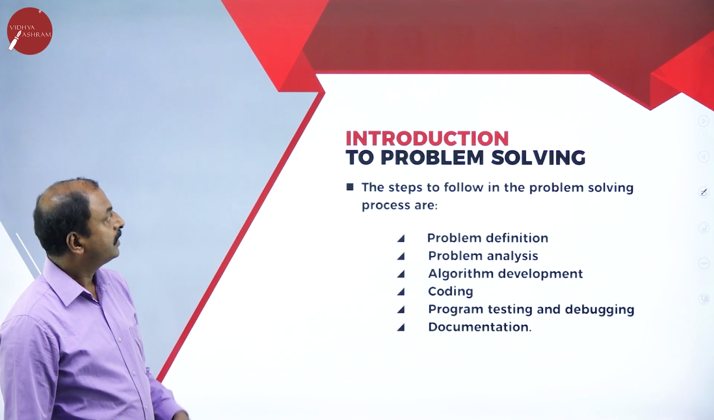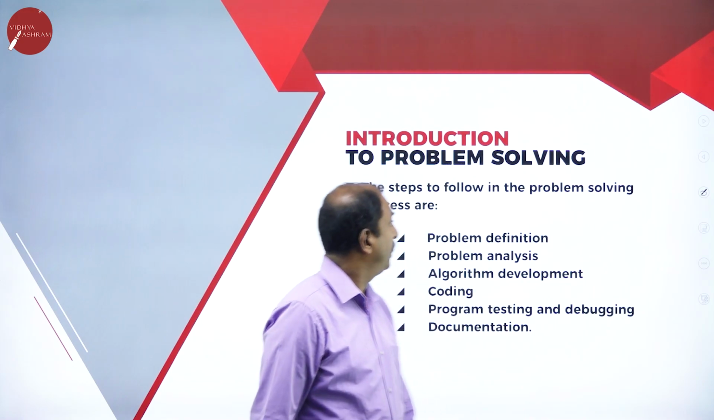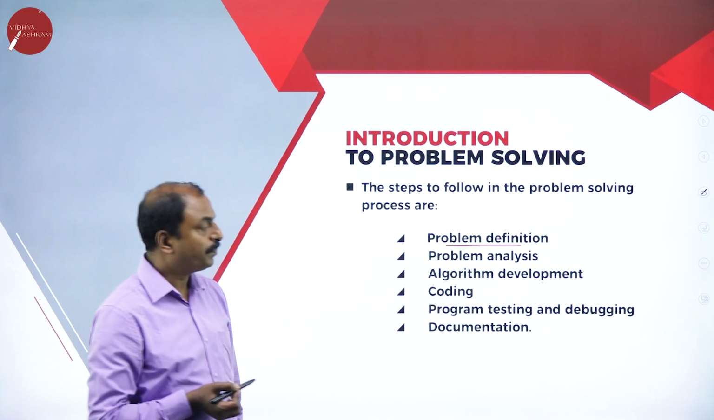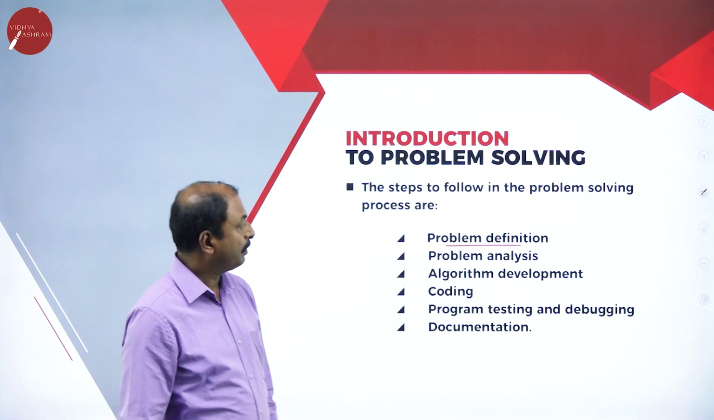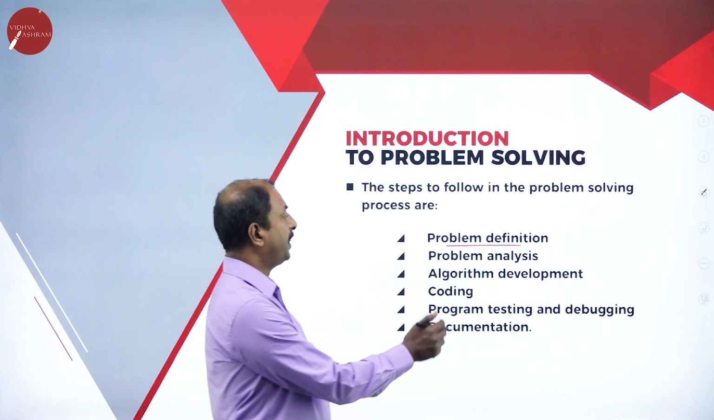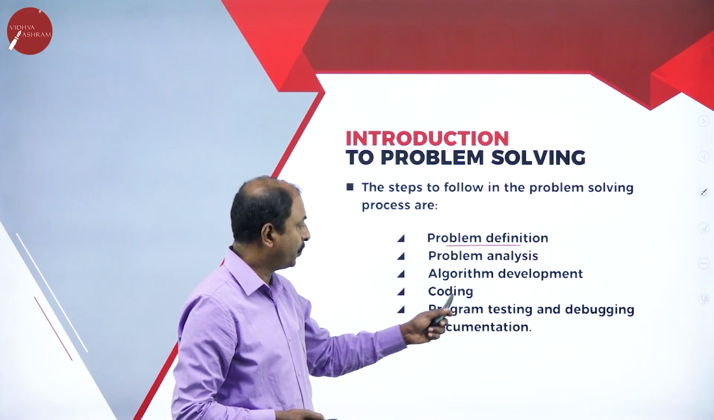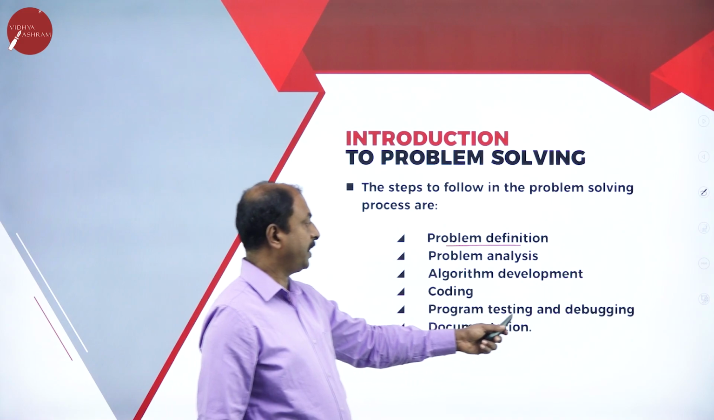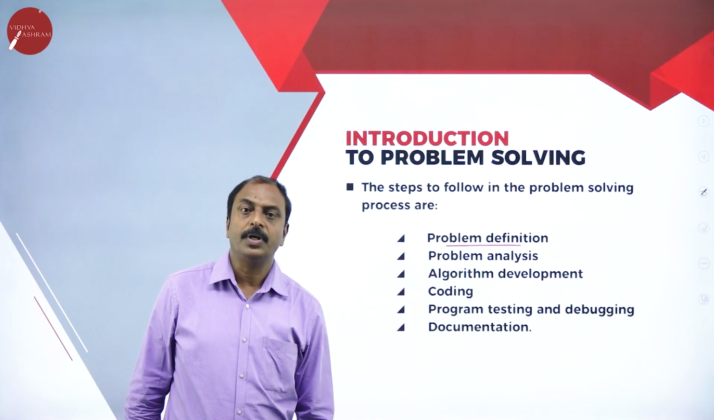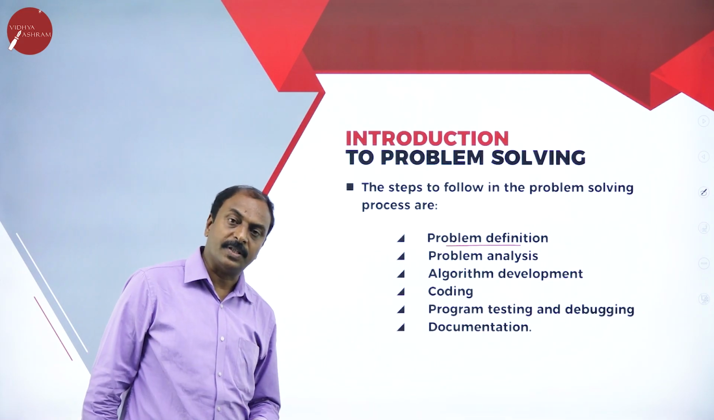Now let us see the steps involved in problem solving over a computer. The first one is problem definition. This is step number 1. What is the meaning of problem definition? The problem definition is nothing but defining the problem. Next one is problem analysis. Next, algorithm development, then coding, then program testing and debugging, and documentation. These are the steps to be followed to solve a problem over a computer. Now let us see the definition of all these things one by one.